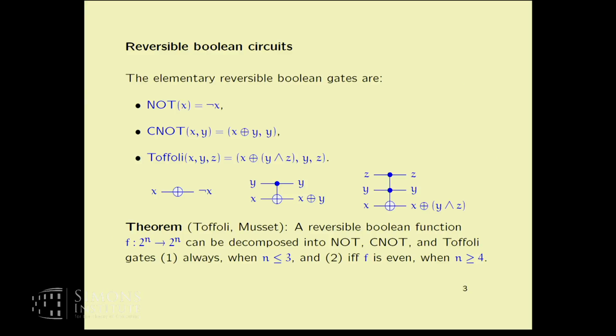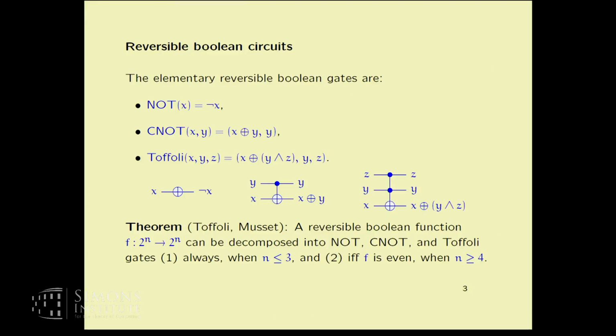Okay? So it's relatively straightforward to see that a reversible Boolean function on n bits can be decomposed into these three gates. This can always be done when n is less than or equal to 3, and when n is greater or equal to 4, you can only do it for even permutations. So a reversible Boolean function is a bijection on a finite set, in other words, a permutation, and permutations can be even or odd. It doesn't matter if it's on the set 2 to the n. A permutation is even if it can be written as a product of an even number of transpositions, right?